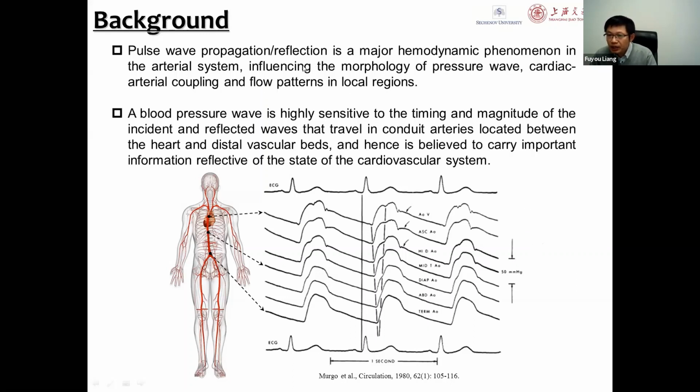Pulse wave propagation and the reflection are again determined by some cardiovascular properties, like the dimension of the artery or the stiffness of the artery. So it is believed that arterial pressure waves carry very important information reflective of the state of the cardiovascular system.